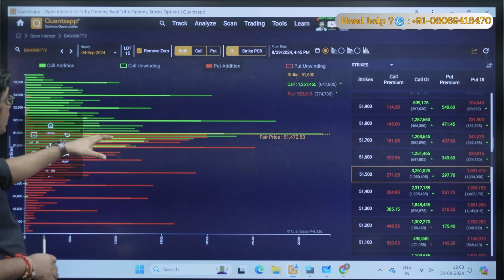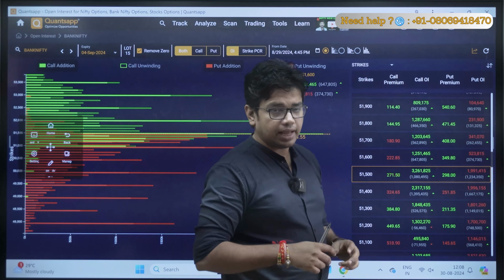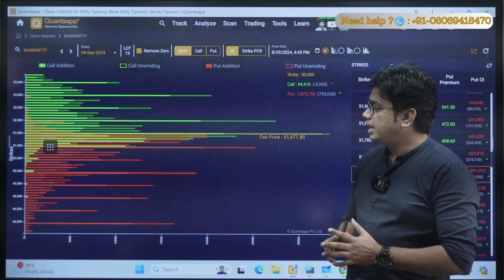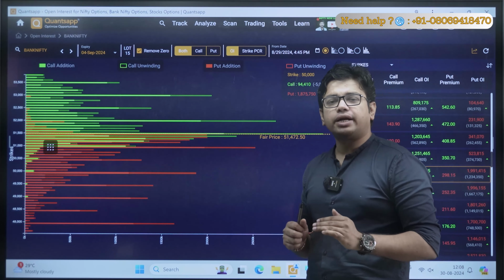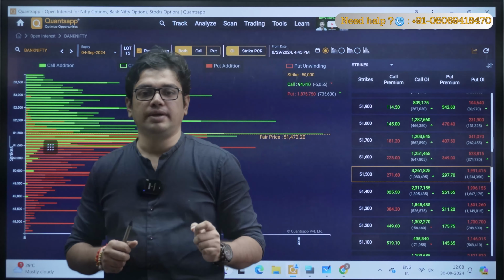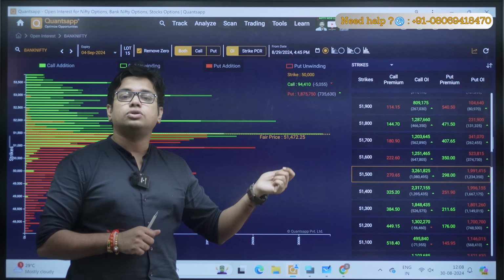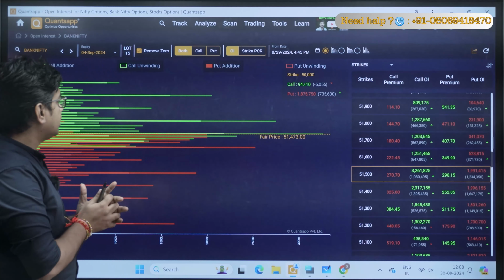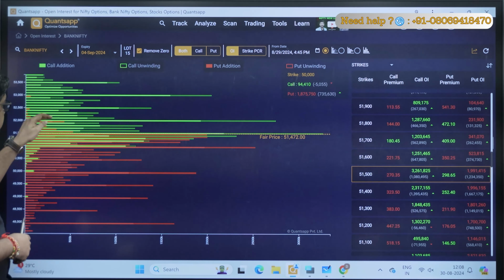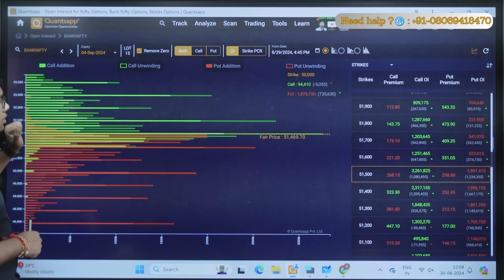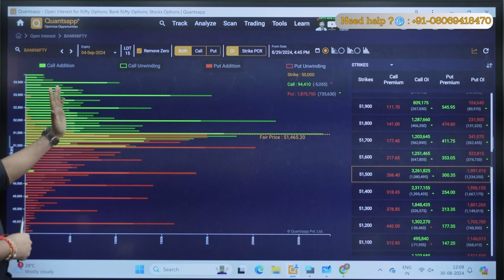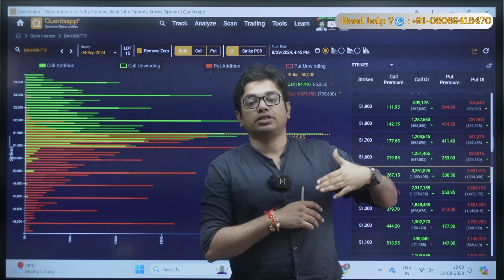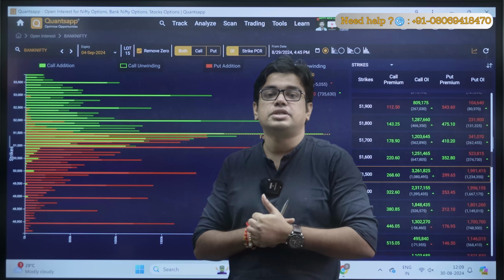According to the density I can see more call writers over here and fewer put writers. But compared to the previous data, put writers are slightly increasing. Call writers are also increasing, but put writers are increasing slightly as compared to the previous data. If you see the size of the bars, the call writers' bars are larger. That means there is heavy selling pressure on the call side.